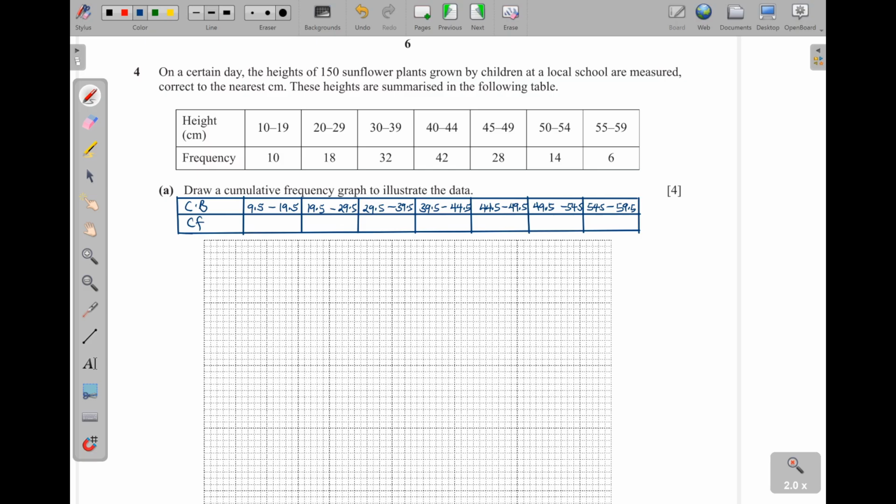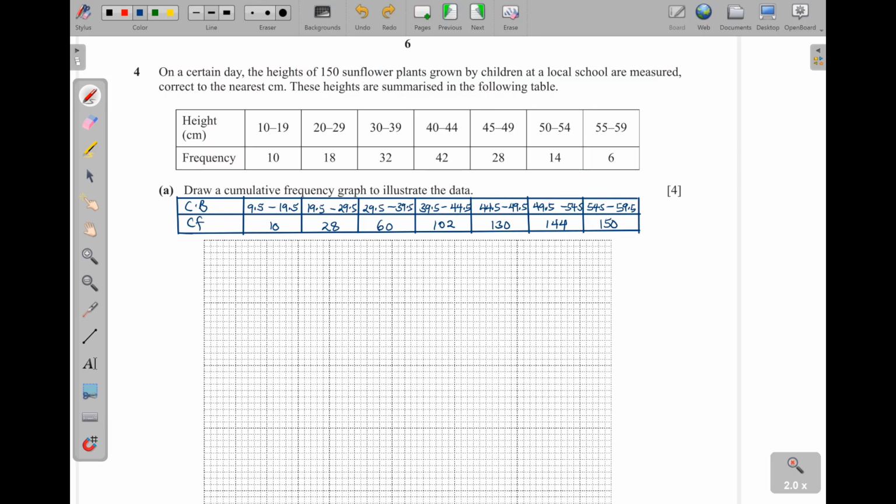Now the cumulative frequencies, of course, we just add the frequencies. So the first frequency is the first cumulative frequency. Then plus 18, you get 28. Plus 32, you get 60. 60 plus 42, that is 102. 102 plus 28, that is 130. 130 plus 14, that is 144. 144 plus 6, that is 150. The last value we get here must be the same as that, otherwise whatever we have added is wrong.